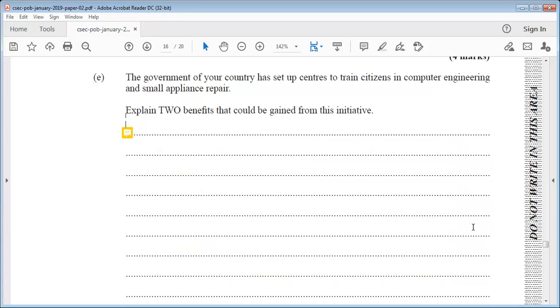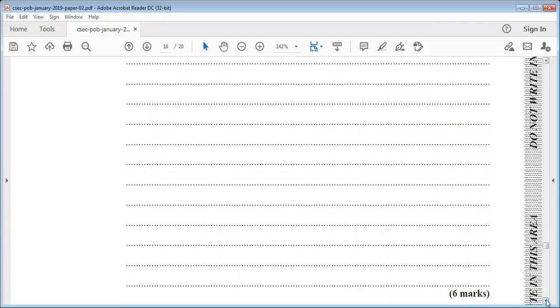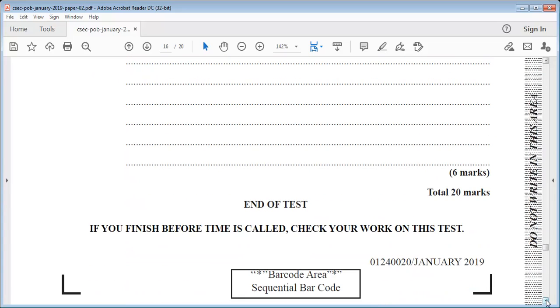So you will be awarded 6 marks for that. So that is it. We have come to the end of the Principles of Business January 2019 past paper 2.